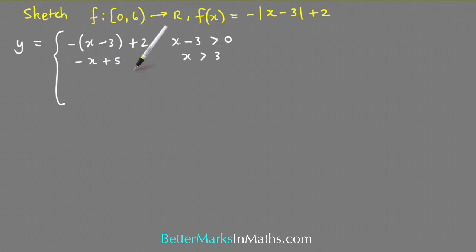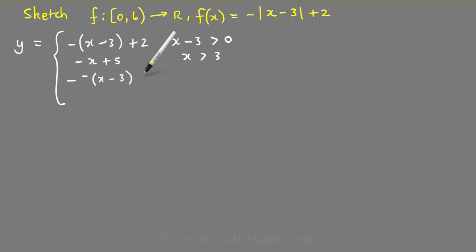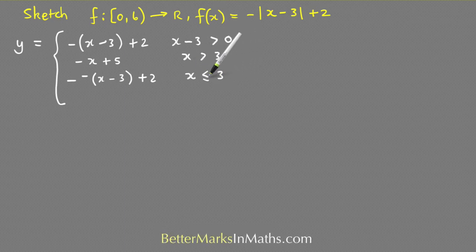And for the second part, this minus is that minus that's outside, and then you're now going to do the minus of what's in there. So minus x minus 3, and then plus 2, and that's going to be for x less than or equal to 3. So this becomes a plus, and then you've got x minus 3 plus 2, so you've got x minus 1. And that's for x less than or equal to 3. So underlining the bits that I've got to draw or sketch.